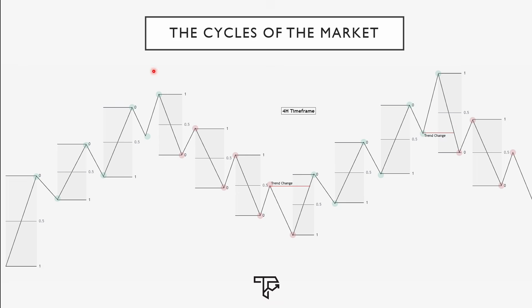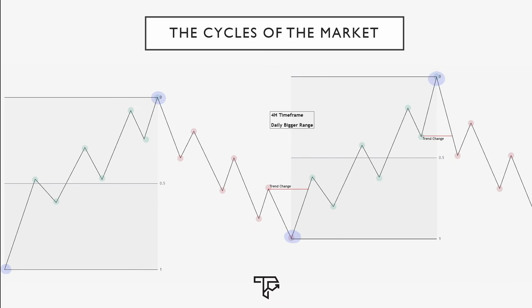And every single one of these ranges has a PD range on the 4H. However, do you see a pattern right there? There's a push, there's a pullback, and there is a push. Well, exactly. On the daily time frame, we have a bigger daily range.